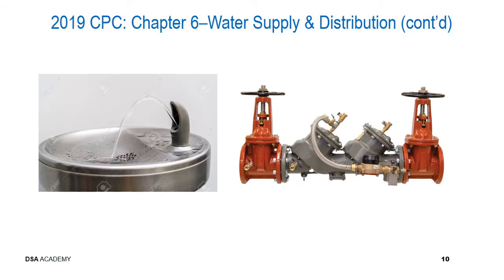These two images depict the two ends of the spectrum for backflow prevention. The one on the left being a drinking fountain, where you've essentially got an air gap that is separating the supply from the waste. And the one on the right is one of the more elaborate backflow prevention assemblies, the double detector, double check type assembly that's used for, say, building supply backflow prevention.